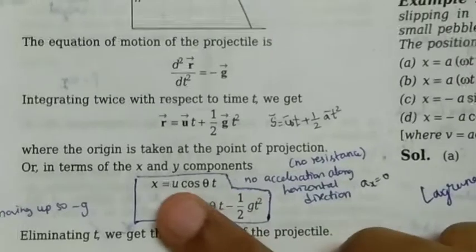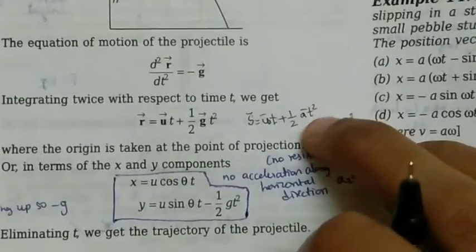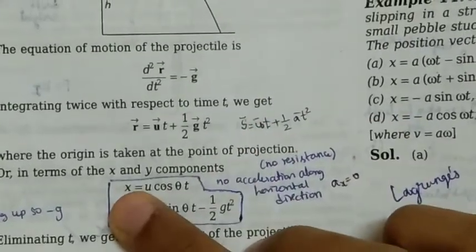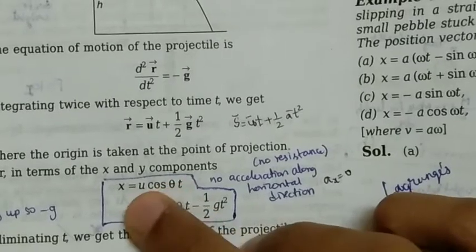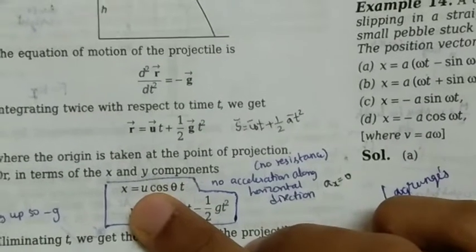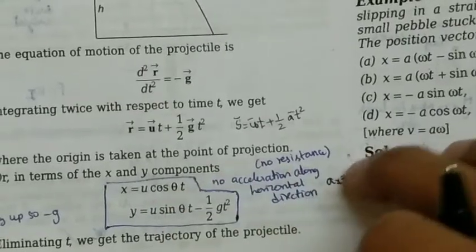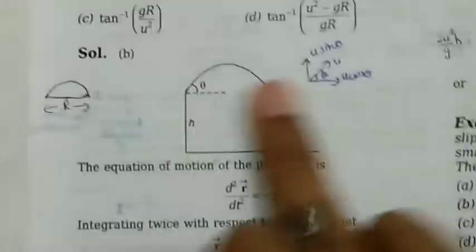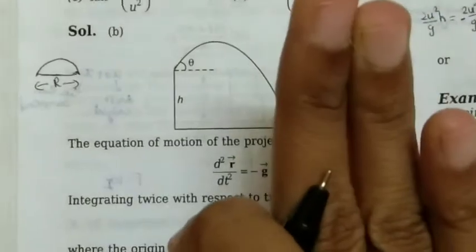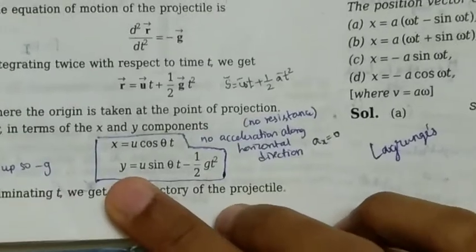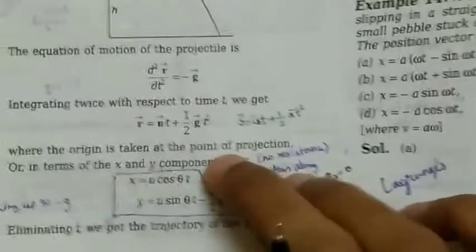That's why s is equal to ut plus half a t square. For displacement along the x direction, in place of u we have u cos theta, the velocity along the x direction, plus half a t square, where ax is 0. Along the horizontal direction, there is no acceleration acting on the body because we are neglecting air resistance.